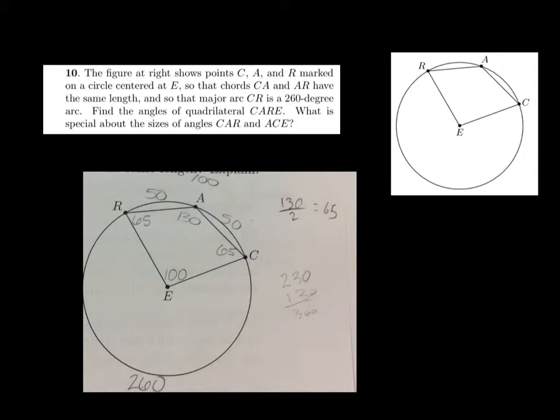Okay, so the big arc is 260. So 360 minus 260 was 100, and AR and AC are equal, so they're both 50. And then this angle is the same as the length of the arc, so it's 100.